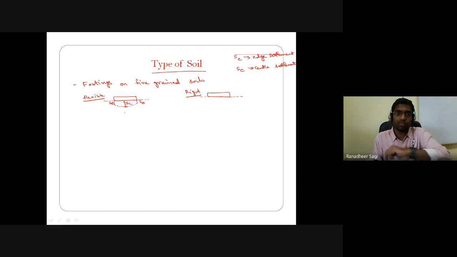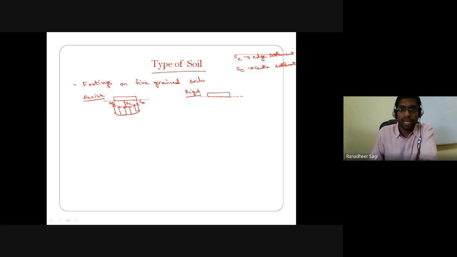So with this basic understanding, this dotted profile you are seeing here indicates the settlement pattern in your flexible footing resting on fine grained soil, and your contact pressure distribution diagram is going to be something like this. Contact pressure distribution is going to be uniform. Uniform in the sense that the intensity of the pressure at any point below your flexible footing is going to be the same.